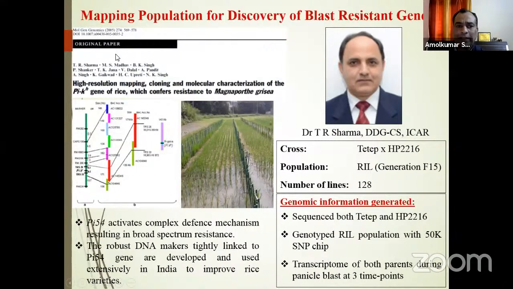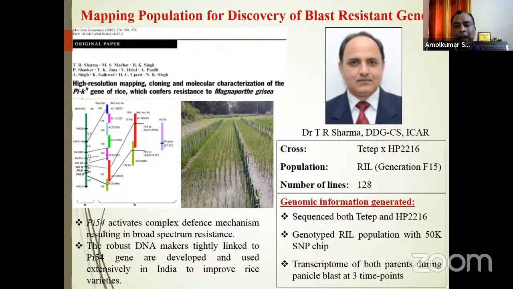So in 2005, as I told earlier, Dr. Sharma, who is DDG, identified this PI54. Earlier he gave the name Pikh, and now it is Pi54, and this is a broad-spectrum gene. This particular gene is an inducible gene, it activates further complex defense mechanisms which we have characterized in one of our transcriptome datasets. Further, robust DNA markers have been developed by him, and this has been used, and now almost 26 varieties are in the process of release, and most of the varieties are released. These are varieties in which this Pi54 is present.